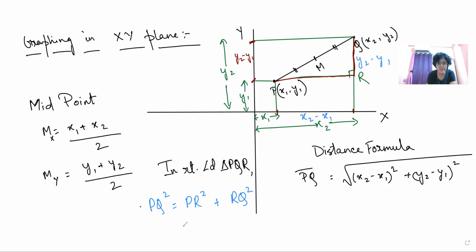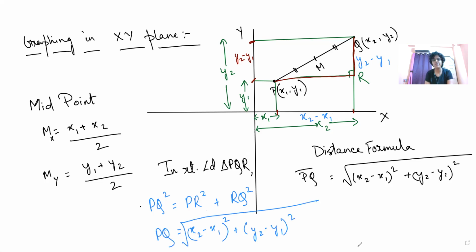So we just simply put it here and we get x2 minus x1 whole square, that's PR square, plus y2 minus y1 whole square, which is RQ square. Now, square rooting both sides, we would get PQ is equal to under root of x2 minus x1 square plus y2 minus y1 square. So it's a very, very simple derivation, but it's good to know, right? Because otherwise it just seems like a huge mathematical formula, but now we know where it comes from.